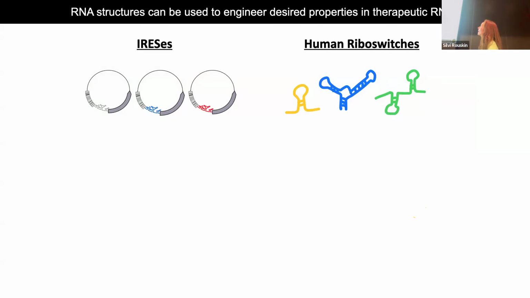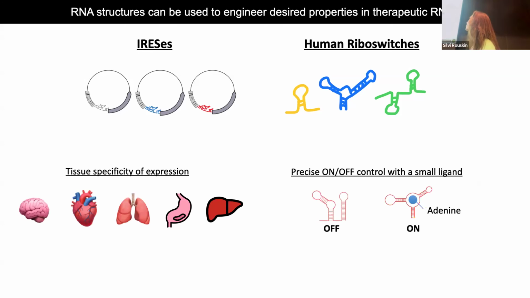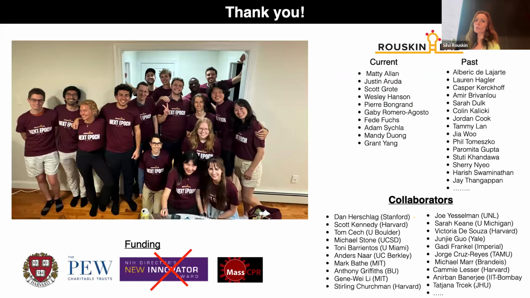So as a summary, we are interested in both IRESes and riboswitches as a way to engineer desired proteins in therapeutics. And IRESes are particularly interesting because of their tissue specificity of expression, and riboswitches because you can get very precise on and off in the ideal case scenario with a small ligand. So we went through all of it.